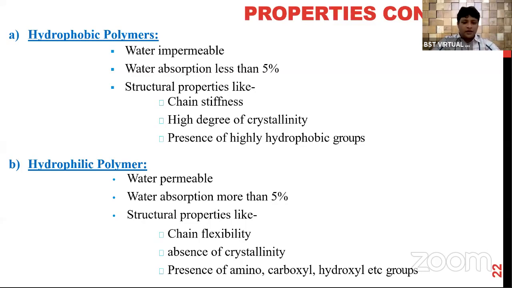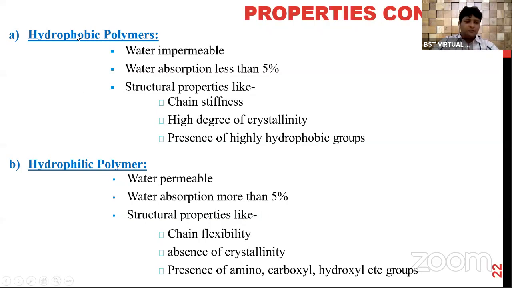Now coming to the structural arrangement, the chain flexibility is high. The difference, what I told, is that there the chain stiffness is high, but here flexibility is high. We can easily rearrange it, we can easily break it, so that's why it will be easily solubilized. There is an absence of crystallinity, that means it is amorphous in nature. As you know, compounds or powders are divided into two types, crystalline and amorphous. Here the crystallinity is absent, and as it contains hydrophilic functional groups like amino, carboxyl or hydroxyl groups, it is water soluble in nature, or has more water absorption properties.